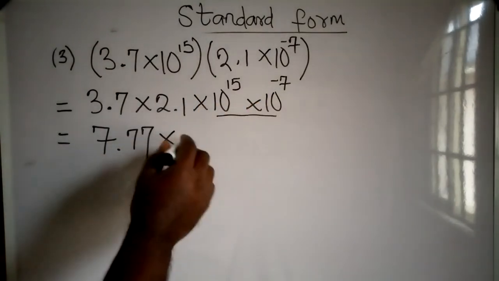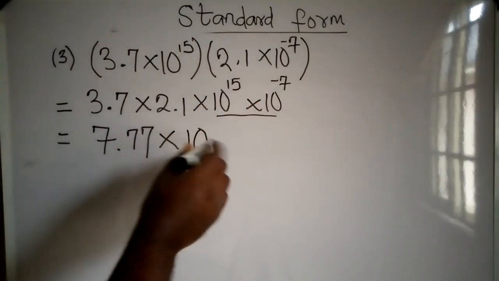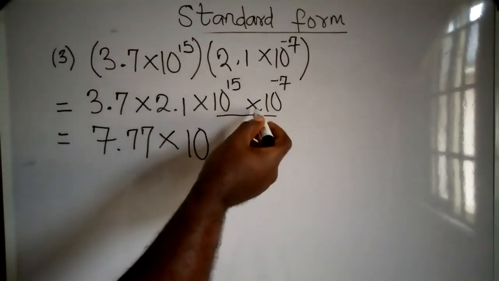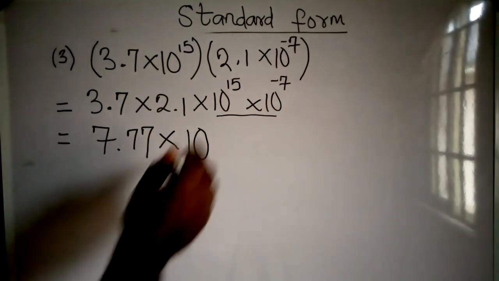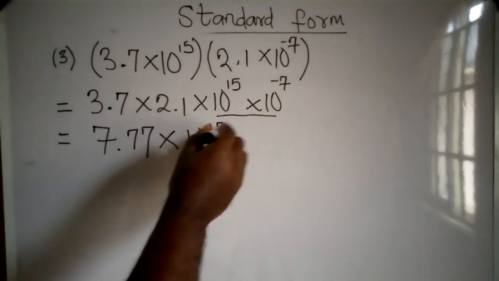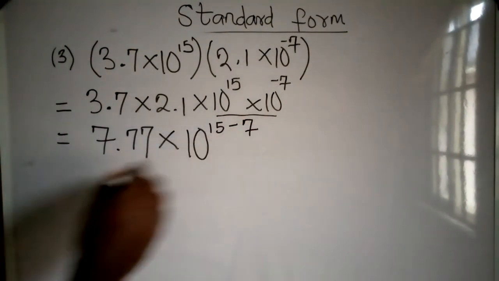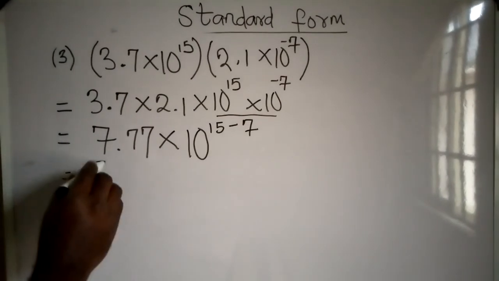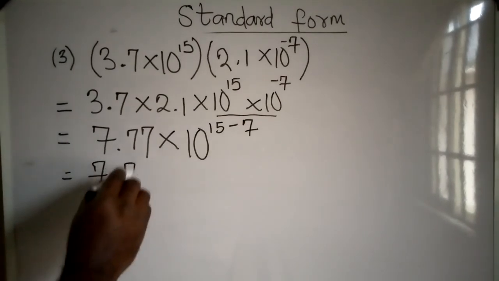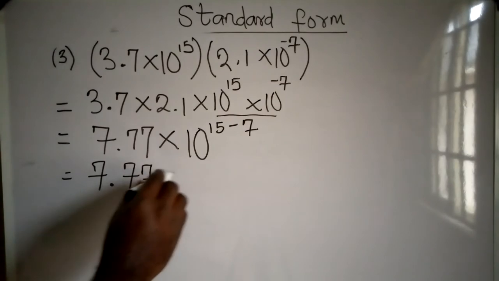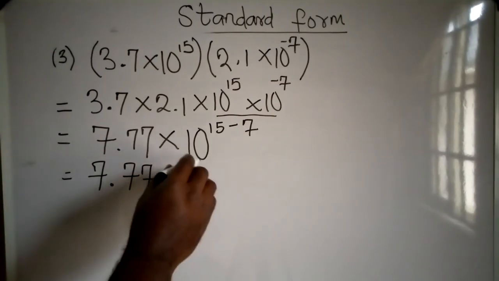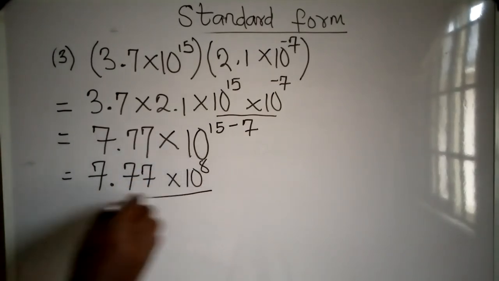Since the bases are the same, I will pick one base and I will add up the powers because of the multiplication sign. That will give me 15 minus 7. This will give me 7.77 times 10 to the power of 8. Here's my answer.